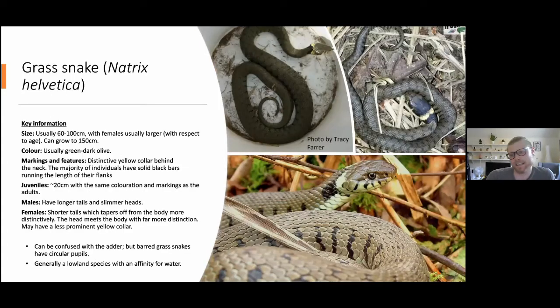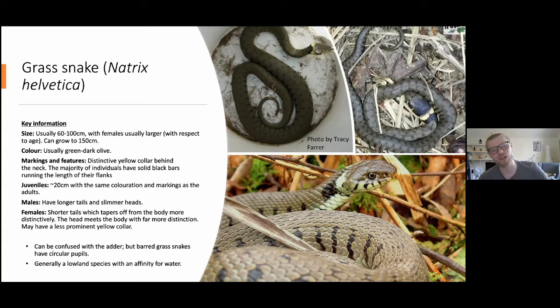So the grass snake is the first of our snake species, our first common and widespread snake species. They're my absolute favorite, just based on the size of this reptile. They are the whoppers of the UK reptile repertoire. They have been known to grow up to 1.5 meters. I certainly have never found a snake this large.